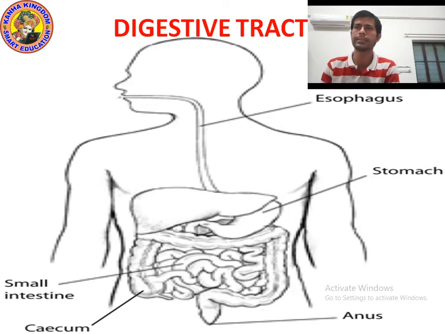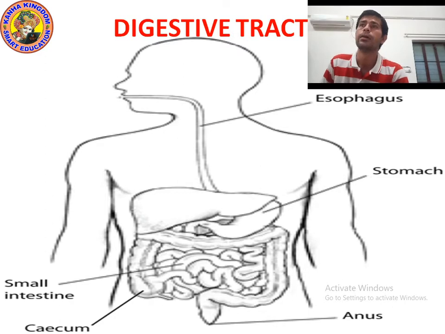Okay kids, as you can see the diagram, we know that we can divide our digestive system into 2 parts. First is the digestive tract, and second is the digestive gland, or you can say associated gland. Digestive tract is also known as alimentary canal. Okay, remember it, alimentary canal. And the second part is associated gland.